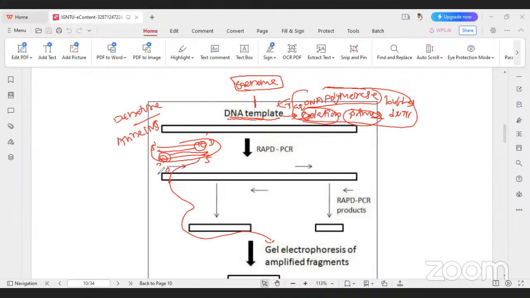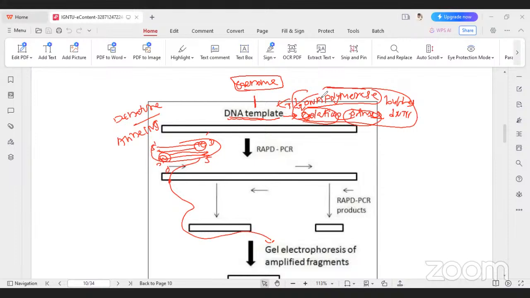No need to apply the radioactives. It needs a simple experimental setup requiring only a thermocycler and an agarose gel assembly. Just after adding template, Taq polymerase, buffer, and primer, it is placed in the thermocycler. That's it. After that, apply to the agarose gel, gel electrophoresis.